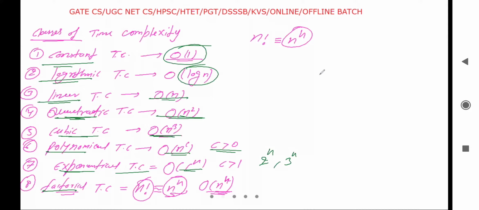Now let's see this one: n factorial is approximately equal to n power n. So we can say n factorial is lesser than n power n, and n factorial is greater than 2 power n.